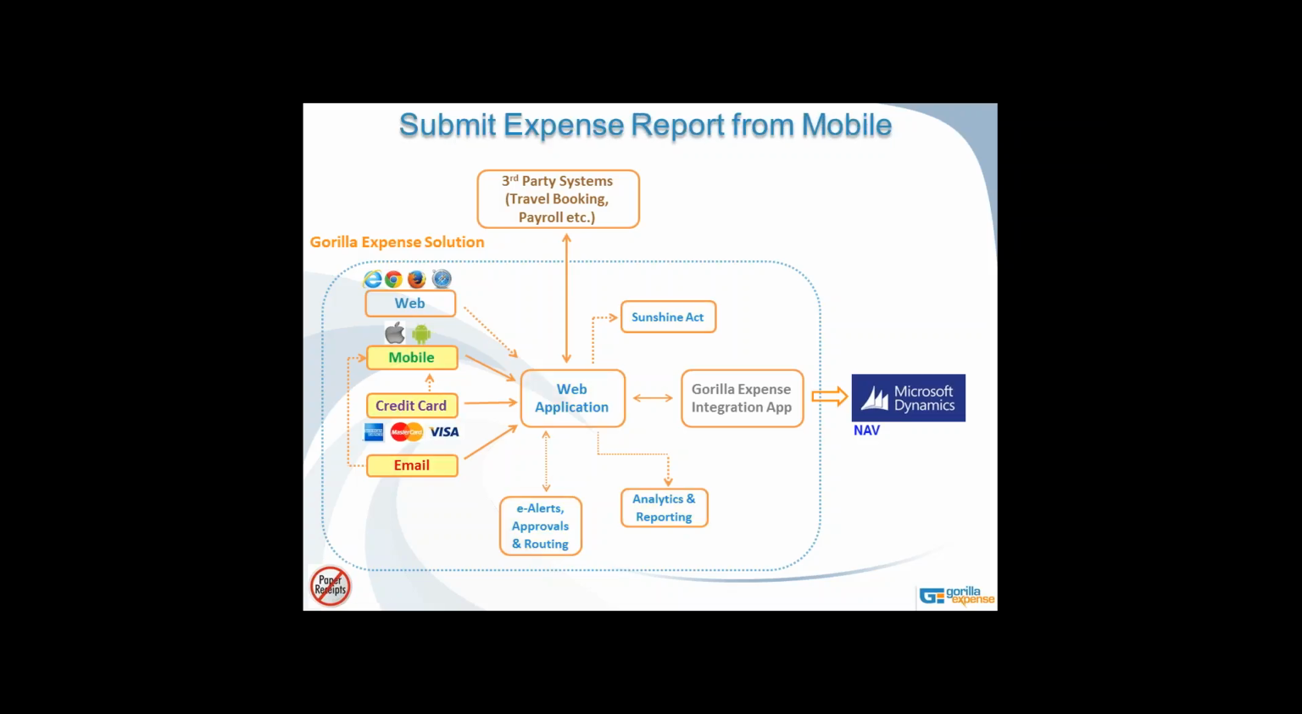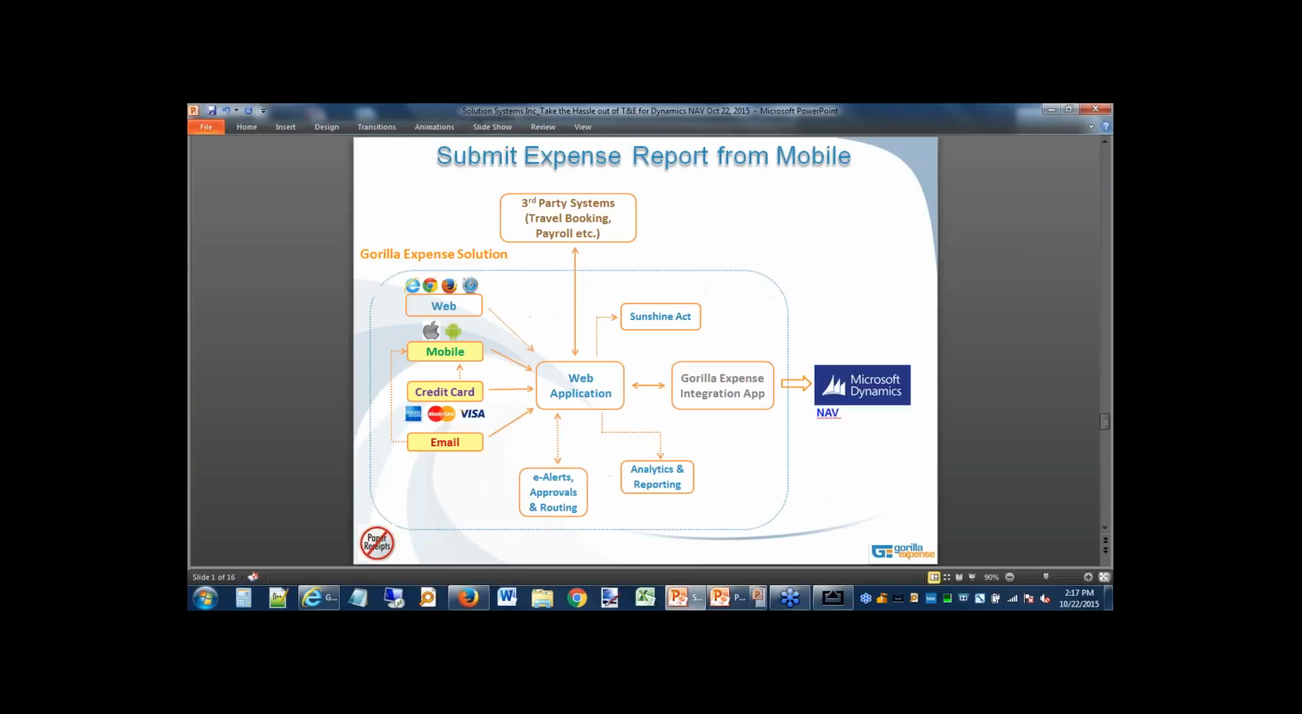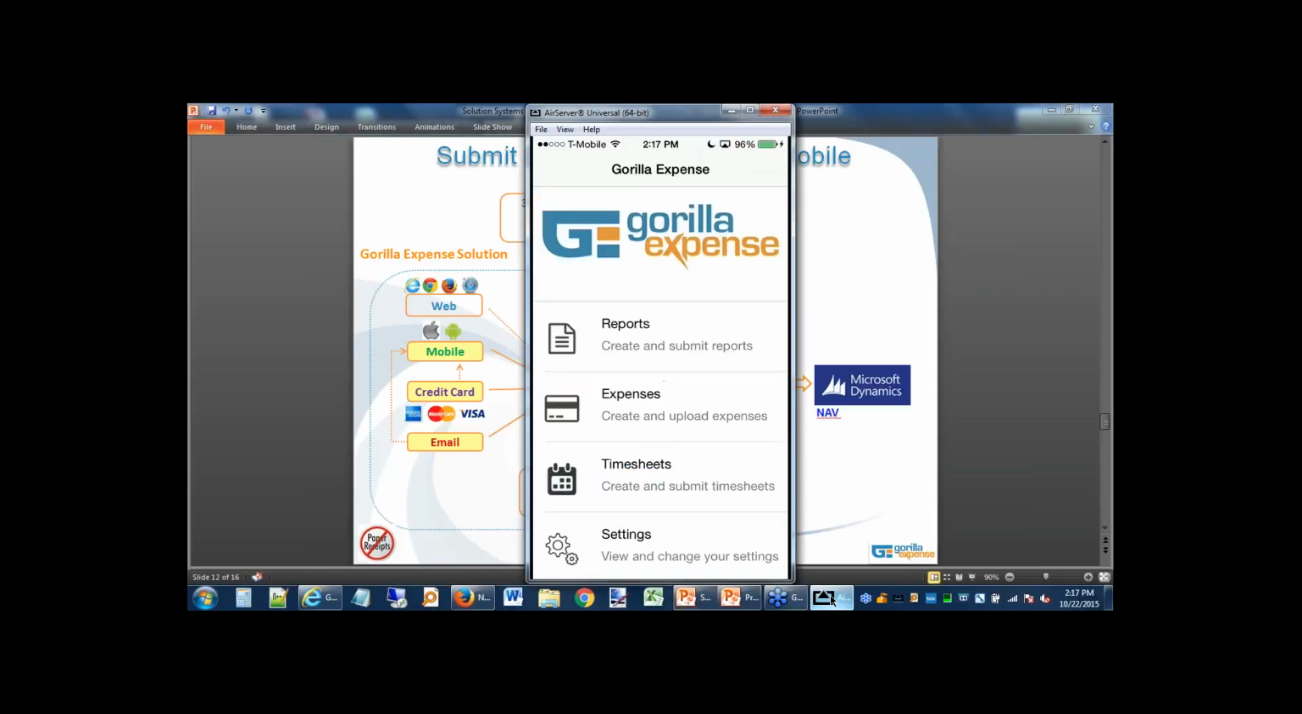So I'm going to segue from my PowerPoint and then pull up my phone, and while I do that, I'm going to pause for a second to make sure you're still able to see my phone. If not, please let me know. Okay, so you should see my iPhone live, and I've logged into Gorilla Expense Pro.